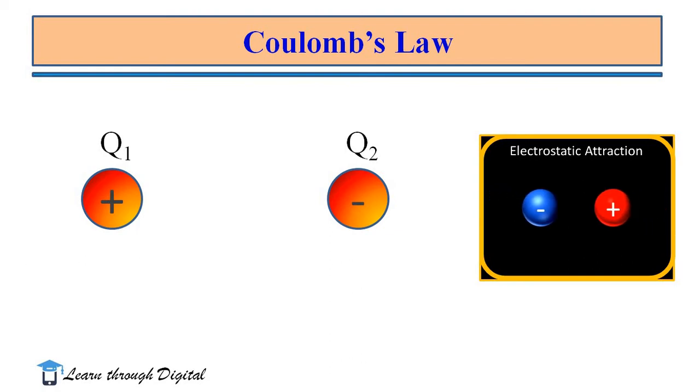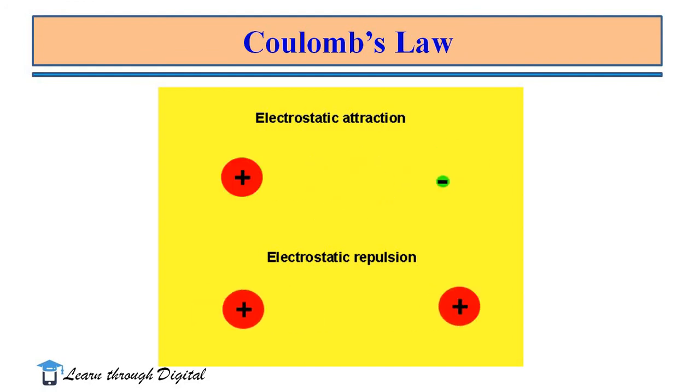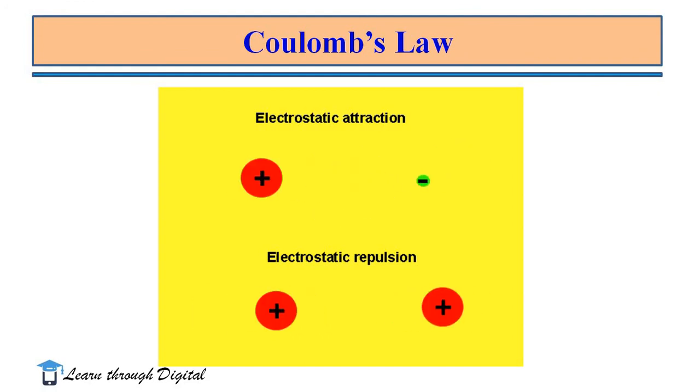If bodies are charged by opposite electrical charges, they will attract each other. Suppose one body is positively charged with plus Q1 and the other body is charged with minus Q2. The force acting between them is attractive. So from this we understand like charges repel each other, unlike charges attract each other.